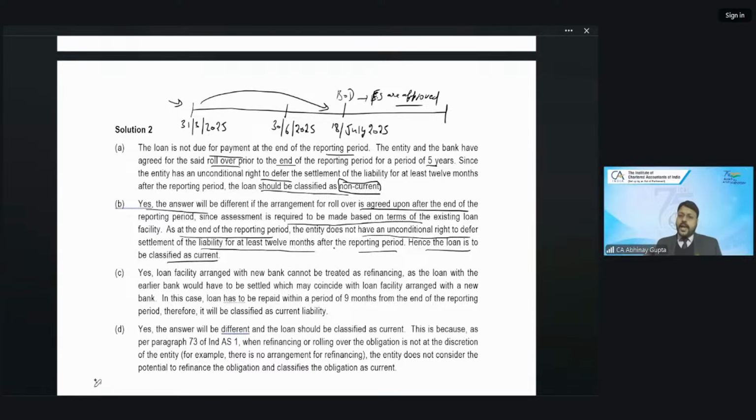Now, applying the same methodology, has anybody doubted that in case B here, why we are not applying this rule? Why are we sticking to the year end reporting date only? Why are we not applying this rule of the covenant breach and the waiver obtained?